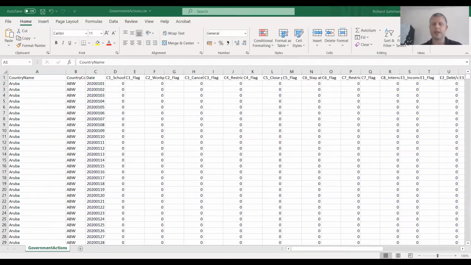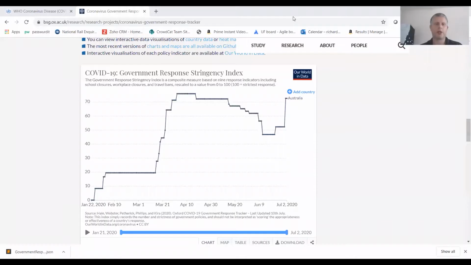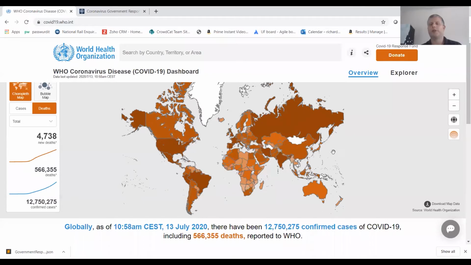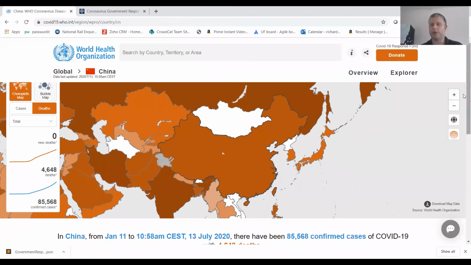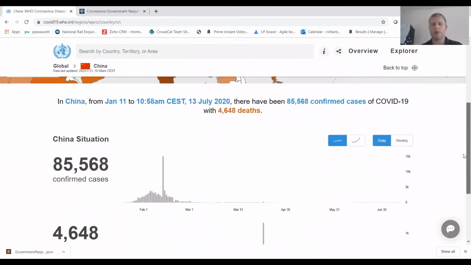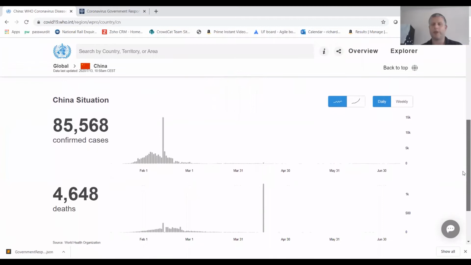And the other big data set you can get hold of comes from the WHO. So if I go back to that page and I go to the WHO, this is the WHO site. You can click on any country, so click on China, for instance. We can then look at its curves. So this is cases on top, deaths below. That's daily and cumulative. Just go back to daily. This is where China hides, I think it's 17th of April, isn't it?